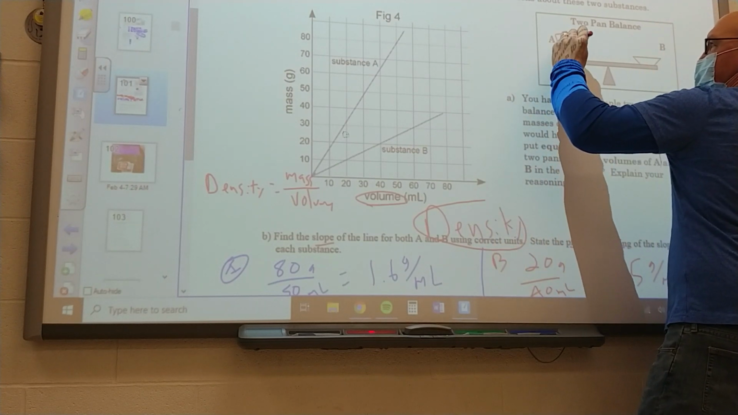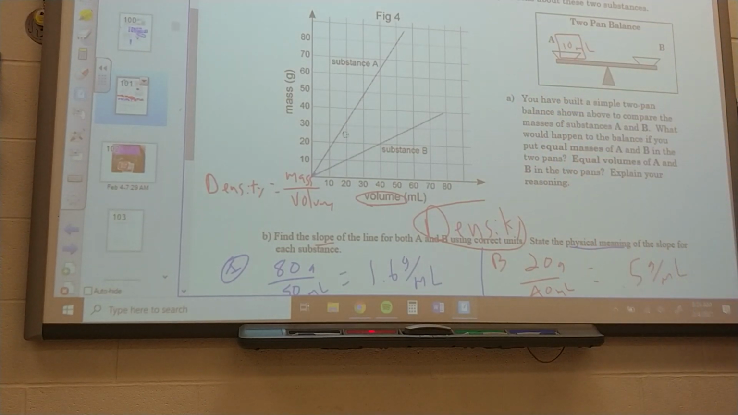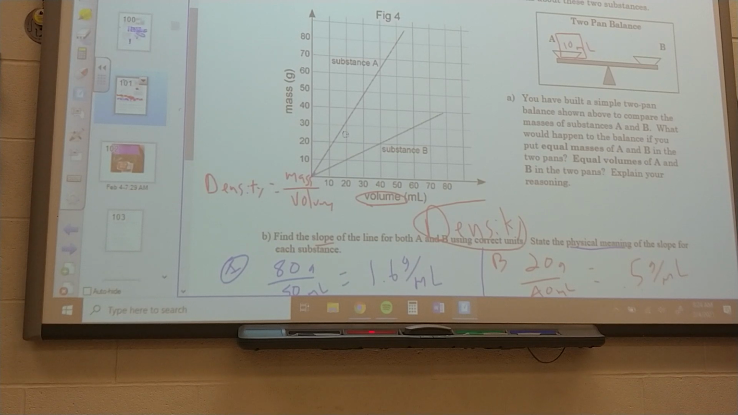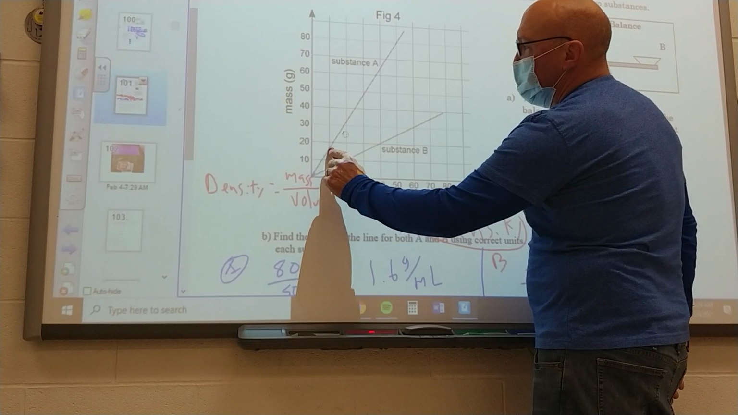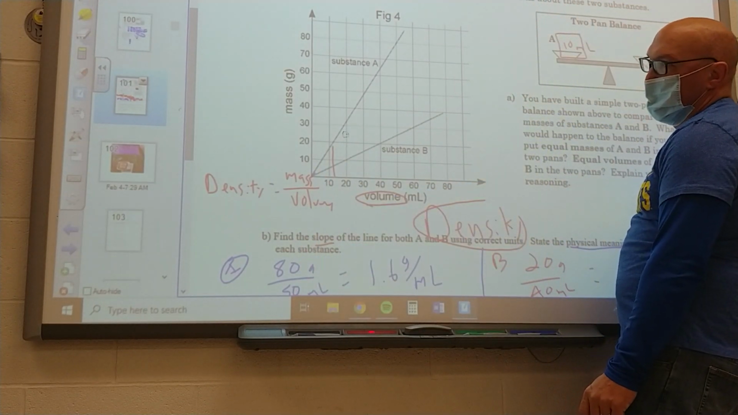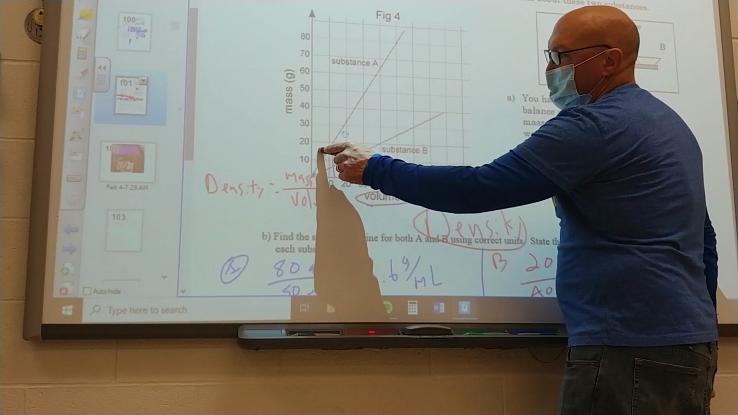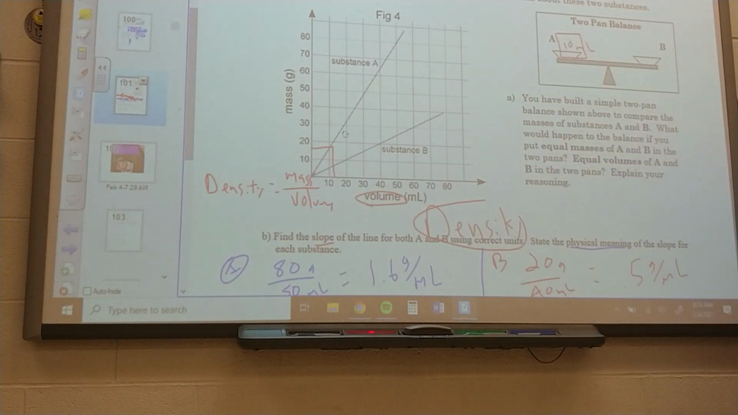It's said to put 10 milliliters of A. Ask yourself, how much would that weigh? Well, let's go to 10 milliliters. Go up until it intersects with A. That's A, right? Once it does, draw that over and say, is that a 17? Is that an 18? I don't care which one you chose.